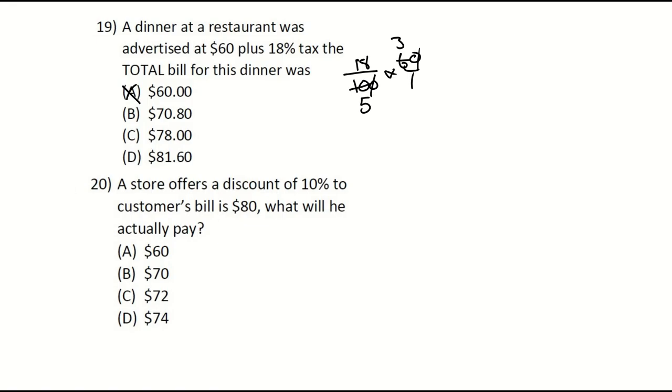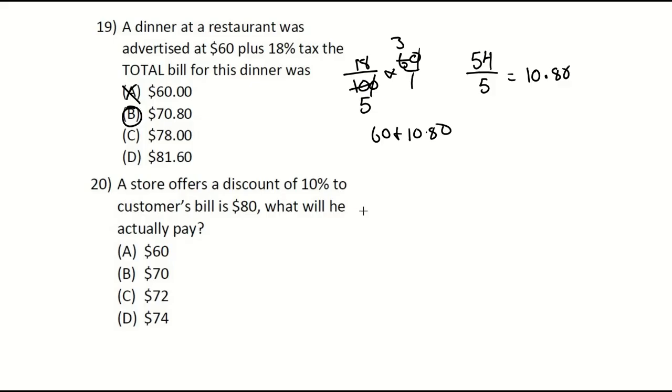Hold on. 8 3s are 24. 1 3 is 3 plus 2 is 5. 54 over 5, which is 10.80. So the total bill would be 60 less 10.80, which is $70.80. Right? What will he actually pay?